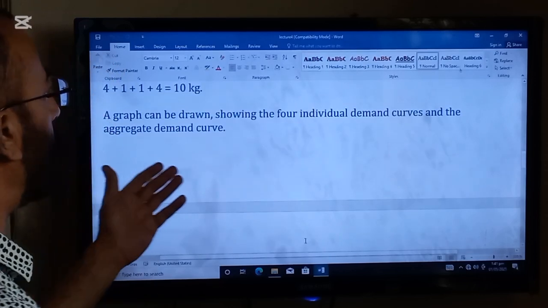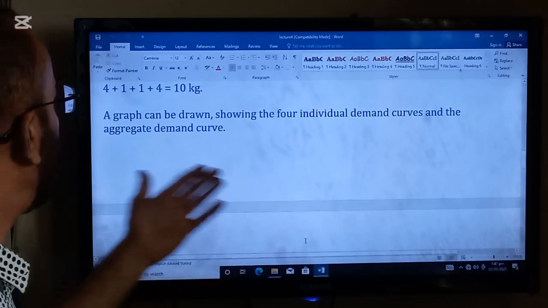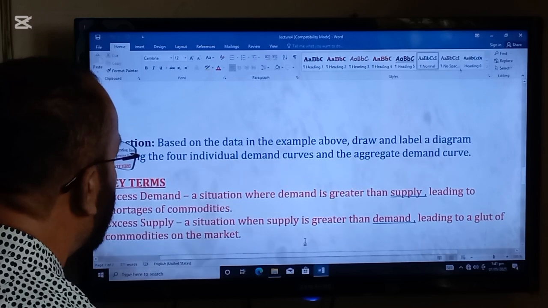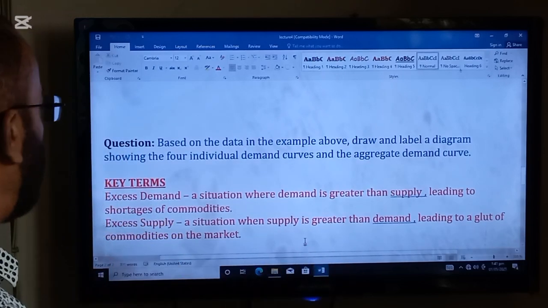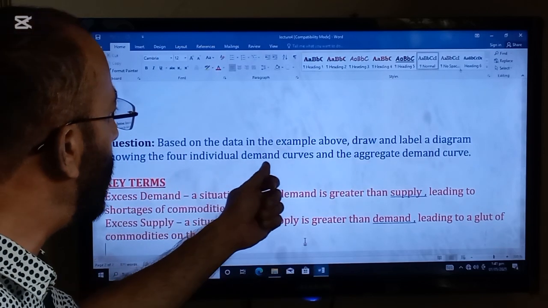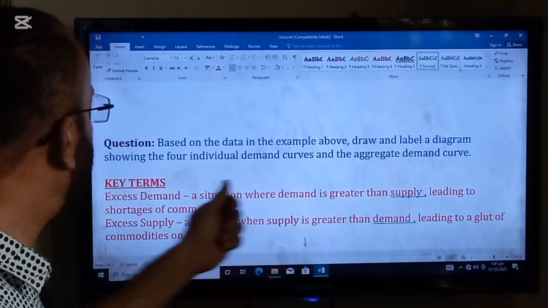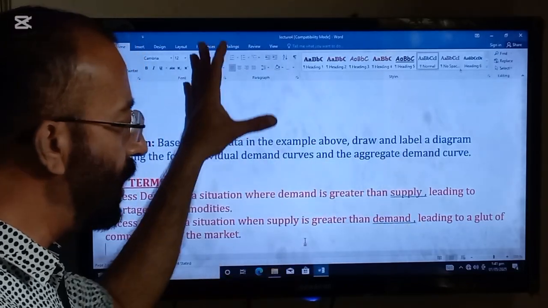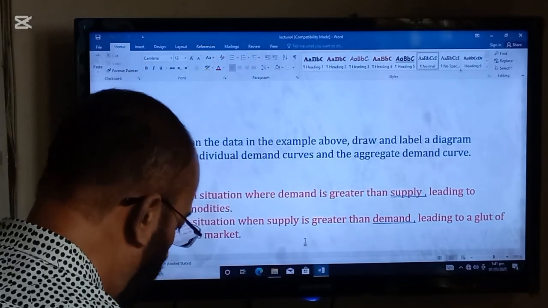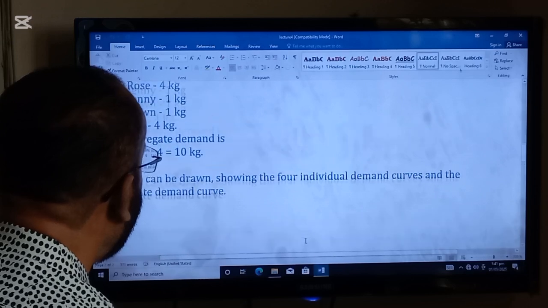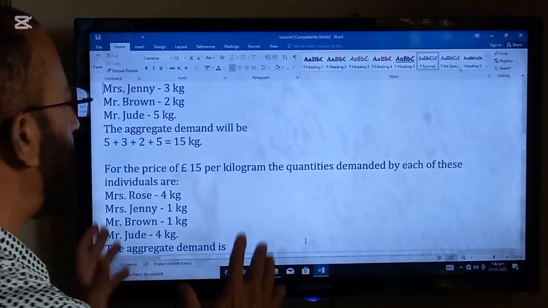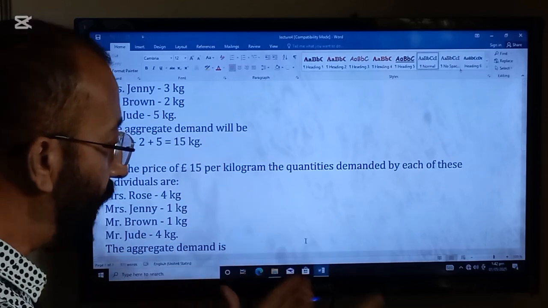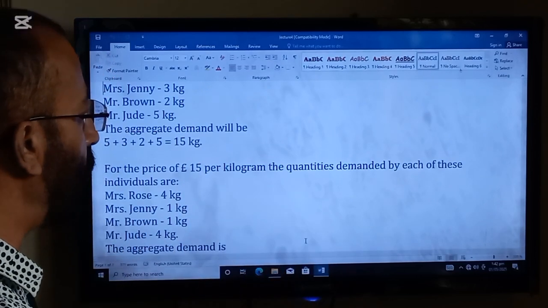A graph can be drawn showing the four individual demand curves and the aggregate demand curve. And here is a question that we will solve later, that is based on the data in the example above. Draw and label the diagram showing the four individual demand curves and the aggregate demand curve. So in the lecture above, we were given the individual demands at three different prices, that was £5 per kg, £10 per kg, and £15 per kg.